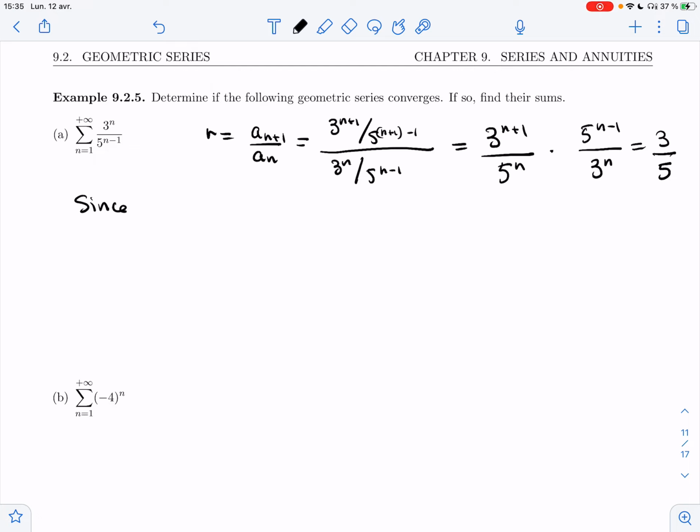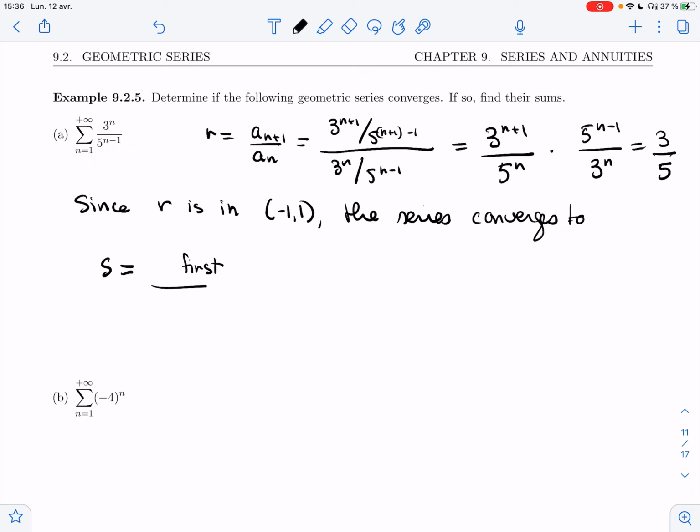So since r is in minus 1 to 1, the series converges. Let's find its sum. So it converges to S, which is first over 1 minus r, the ratio. And so here first is n equals 1. So that's 3 to the 1 over 5 to the 0. 1 minus ratio. Ratio we just found was 3/5. And so I get 3 over 2/5, and I get 15/2.